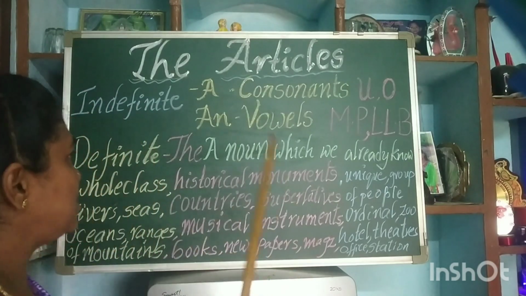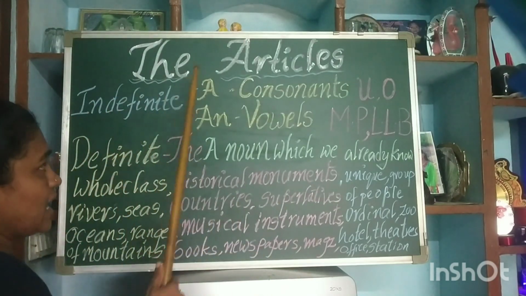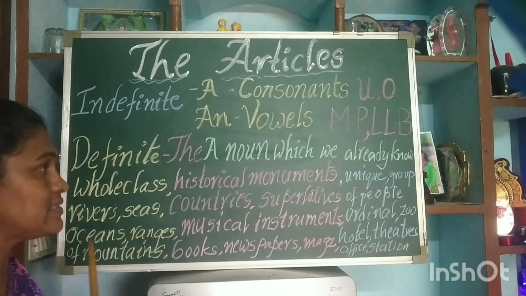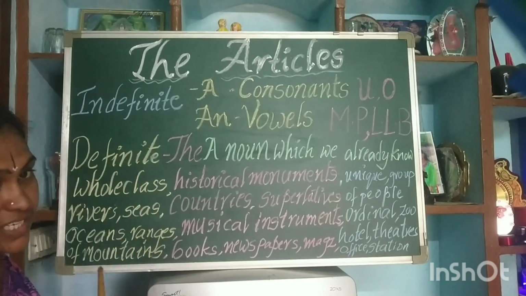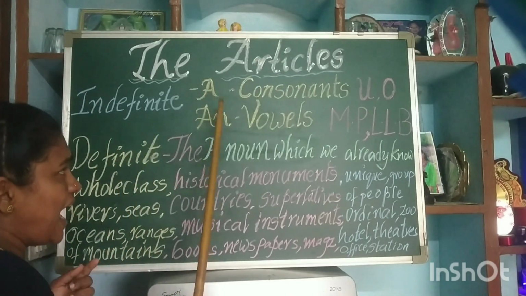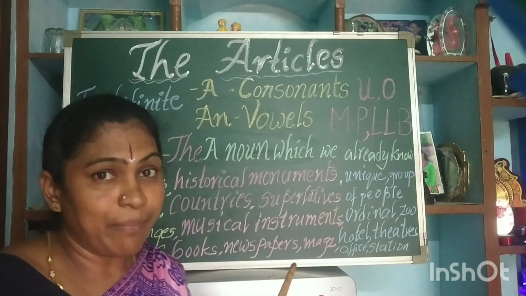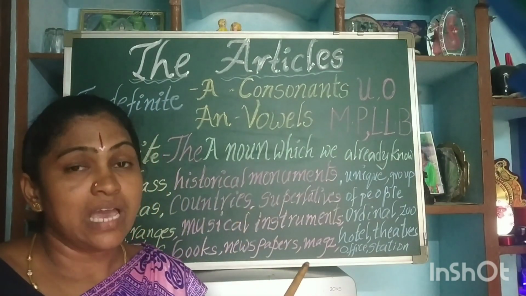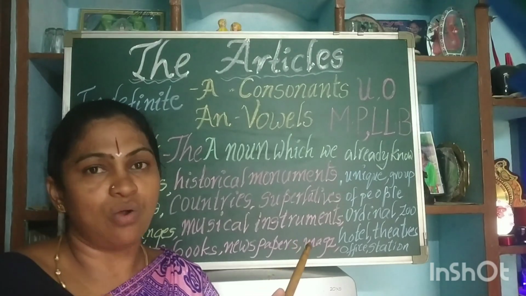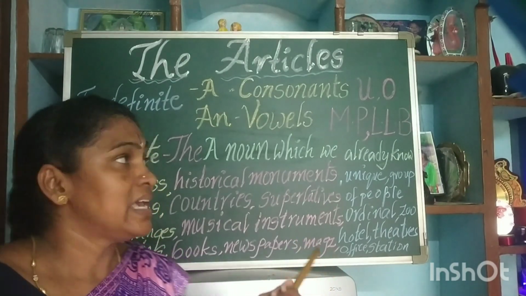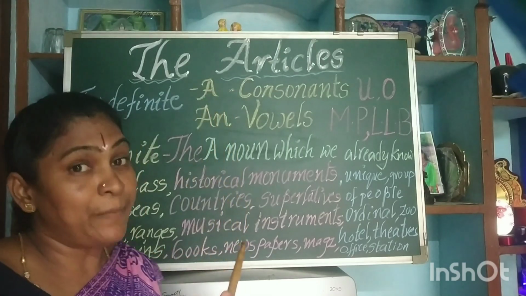Okay, let us come to the point. There are two kinds of adjectives: indefinite adjectives and definite adjectives. A and an are called indefinite adjectives. Why? Because we use them before the singular countable noun. Only the singular countable noun. That means a pen means one pen.